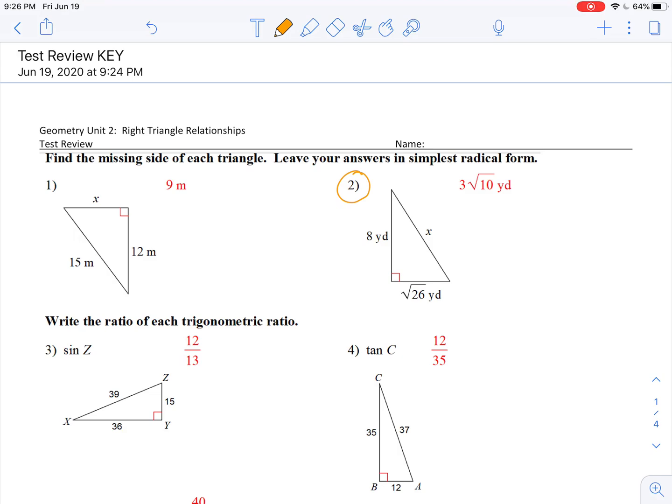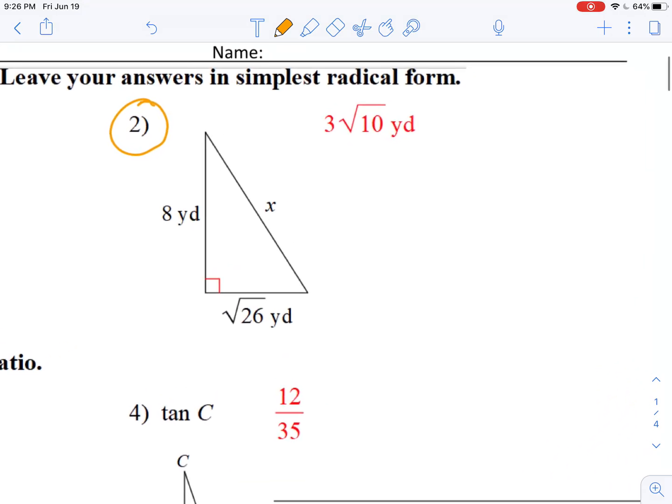So on the test review, number 2 could possibly be tricky. There is already an answer key created that you have access to, but I wanted to go over maybe what mistakes you might be making while you try to do it, if you couldn't get the answer key's answer. So I will point out on number 2, it is a right triangle, which is essential because everything we're doing should be a right triangle.